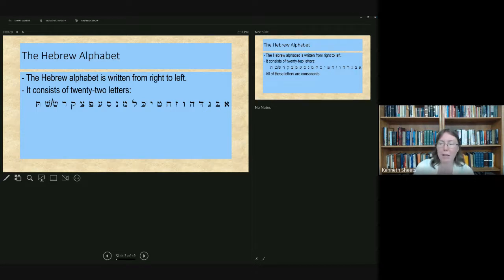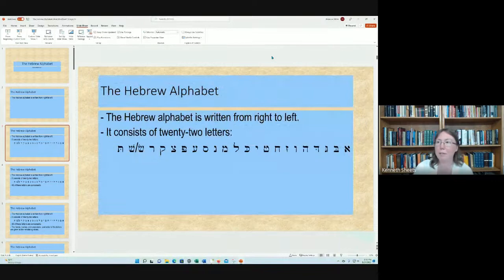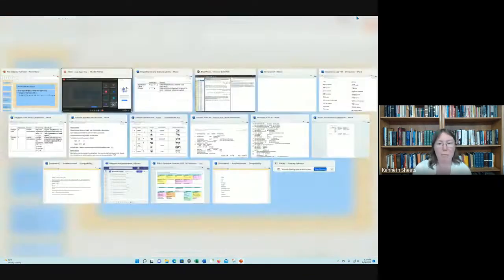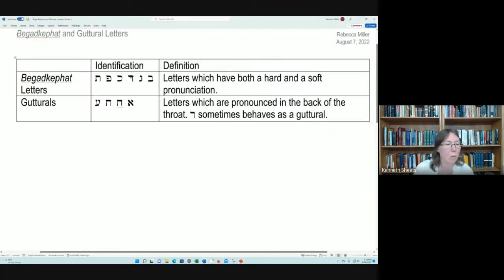So of these letters, we have some of these letters which can be classified as Begad Kafat letters. What that means is these are letters that have two different pronunciations. They can be pronounced hard or they can be pronounced soft. And so these letters are the Beth, Gimel, Dalet, Kaf, Pei, and Tau.